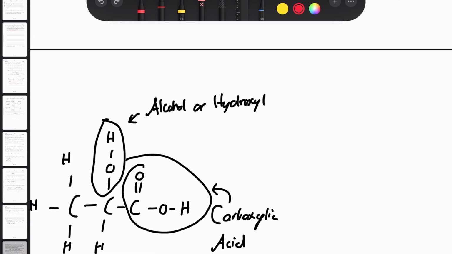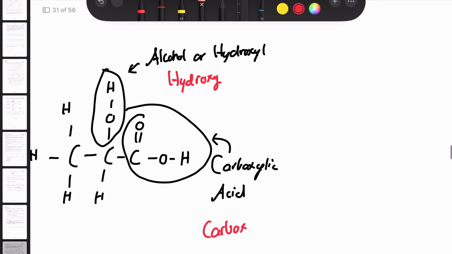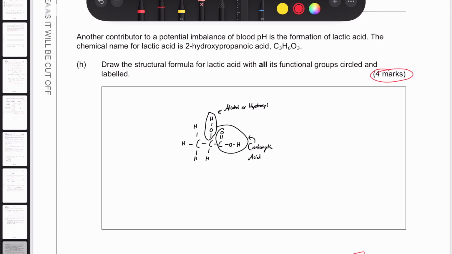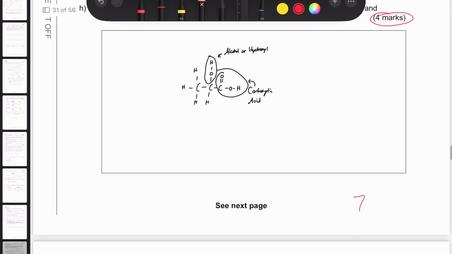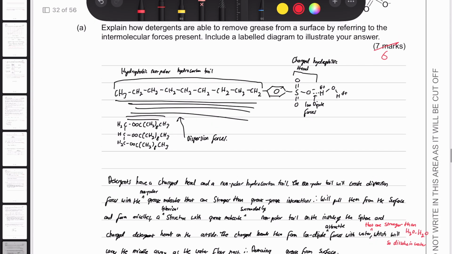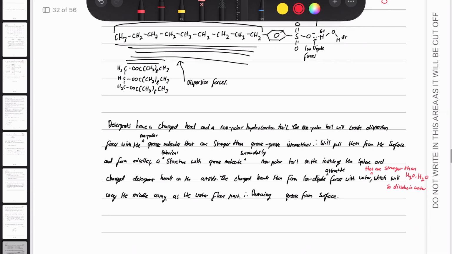Alcohol, hydroxyl. I think you could have also said hydroxy. Yeah, you could have said hydroxy. And then for this, you could have said carboxyl. So that's just 2 alternative answers. Going down here, my diagram was actually correct. I'm usually not so good at diagrams. You just had to show an ion-dipole interaction and then a dispersion-dispersion interaction.